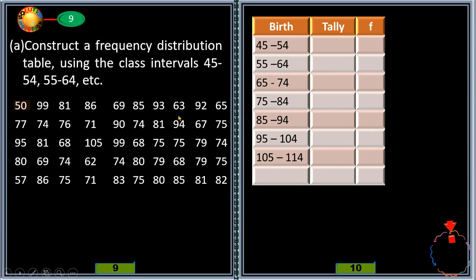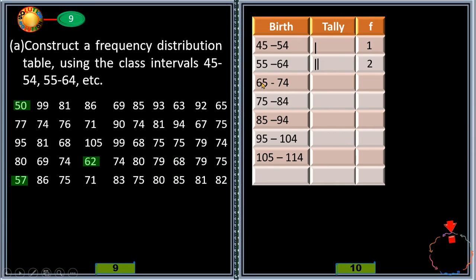So we're going to count. Let's count the set of data that belongs to 45 to 54. That's 50, and that's the only one. So the tally will give us 1. The frequency is 1. Then we're going to do the same for 55 to 64. That's 57, and then we'll have 62. So these are the numbers that belong to this set of data in the class of 55 to 64. This gives us the tally, and the frequency will be 2.